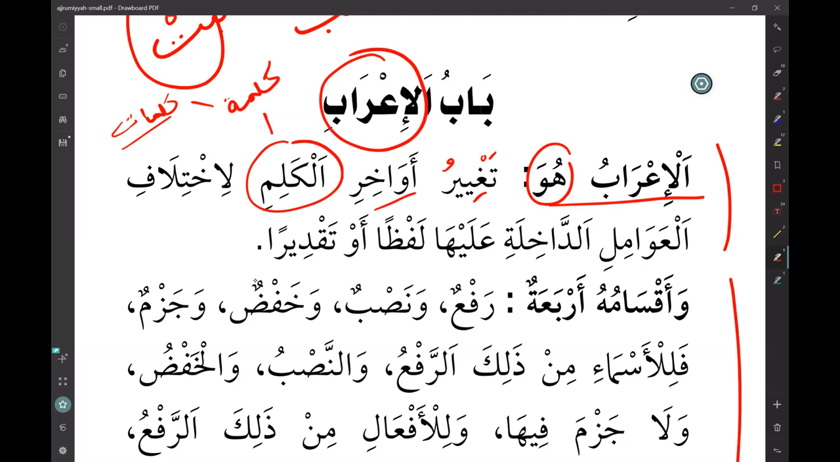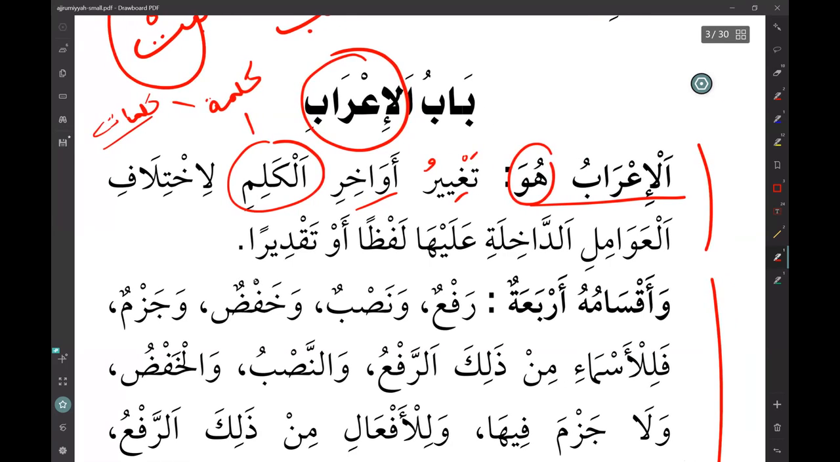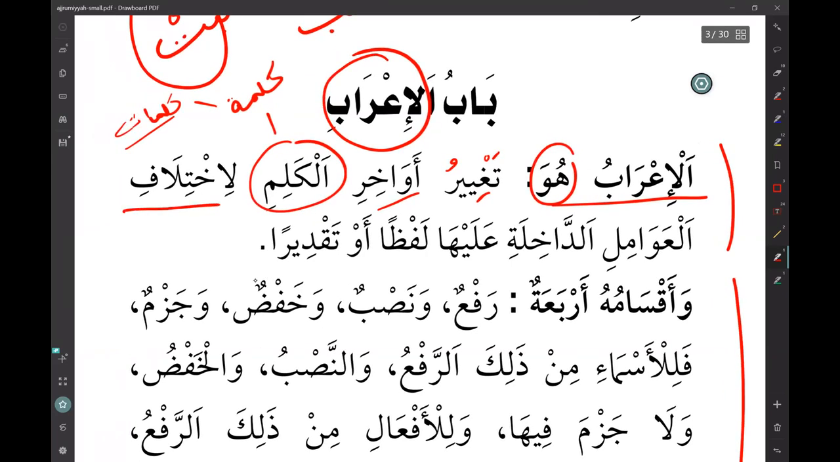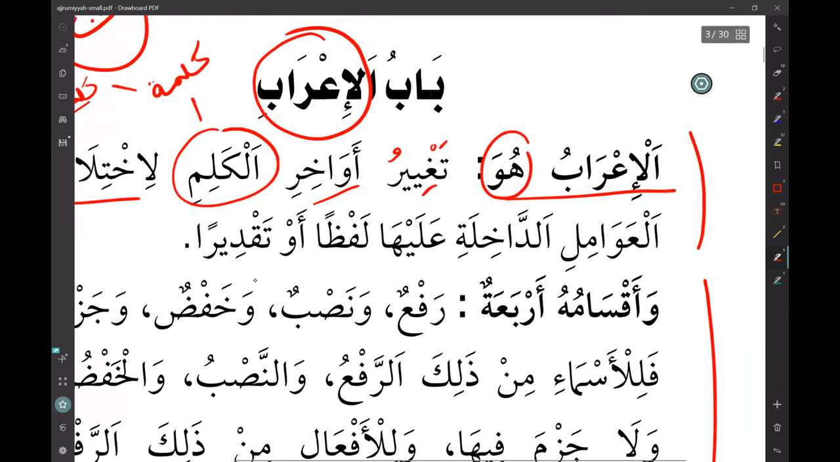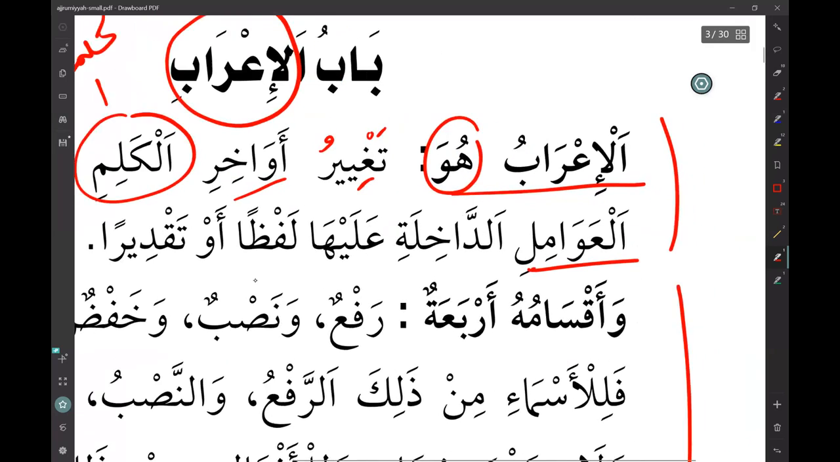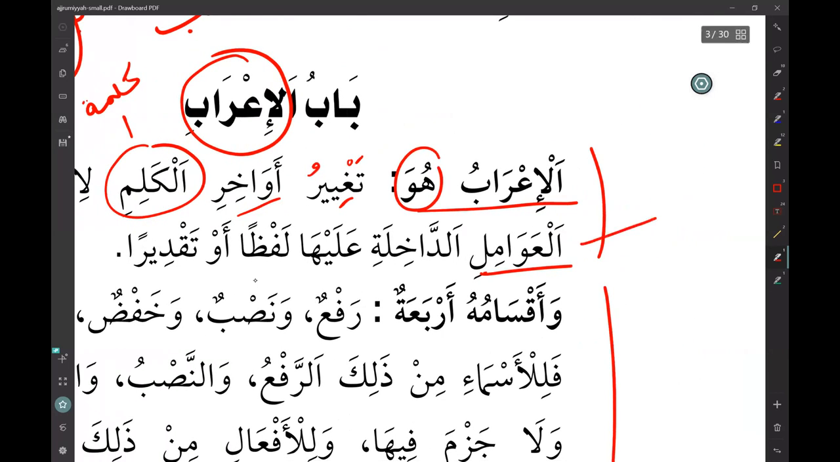So he's saying that it is a change at the end of words. Why are these changes happening? لِإِخْتِلَافِ الْعَوَامِلِ الدَّاخِلَةِ عَلَيْهَا لَفْظًا أَوْ تَقْدِيرًا. Okay, so li, for the difference of what? Awamil. Remember the word, I told you this word is going to keep coming and haunting you. Even if it's not clear now, inshallah, the more you hear it, the clearer it will be. This is the plural of the word that I explained last time, amil.